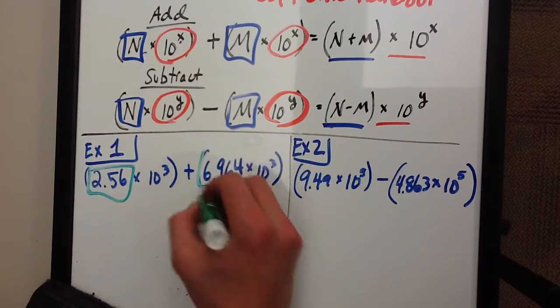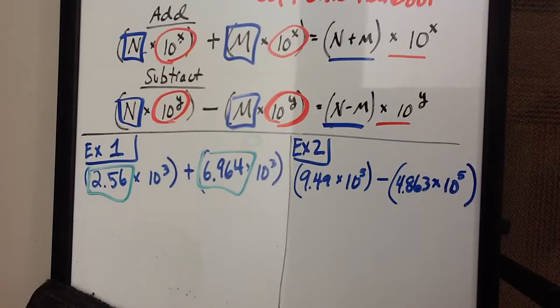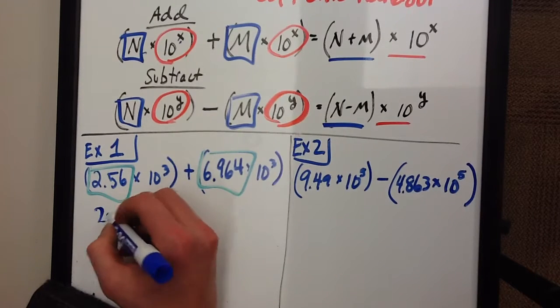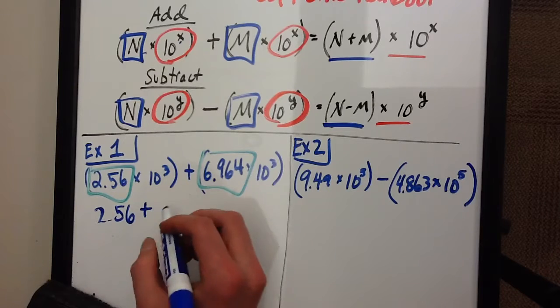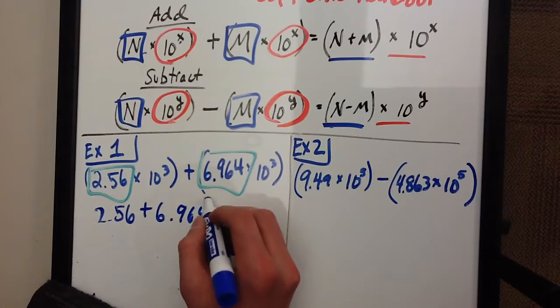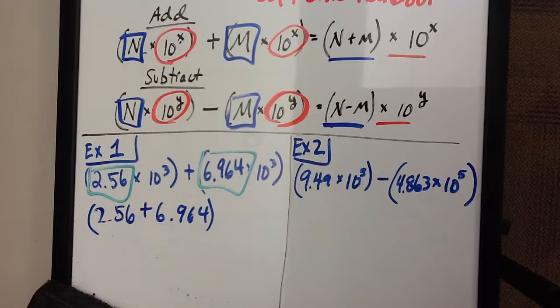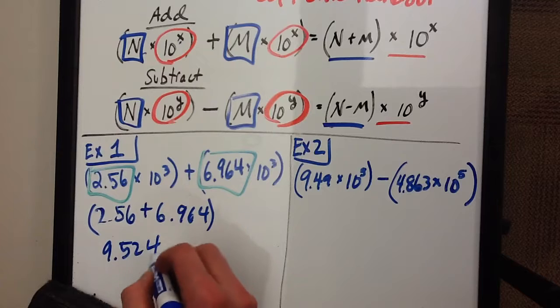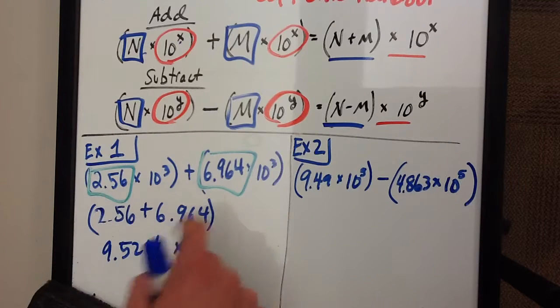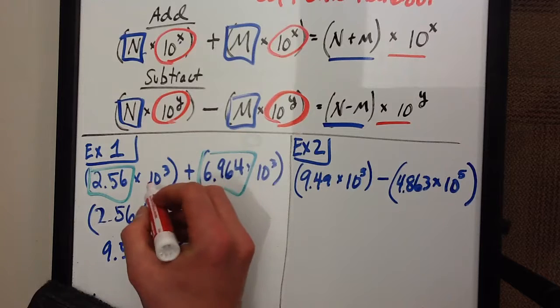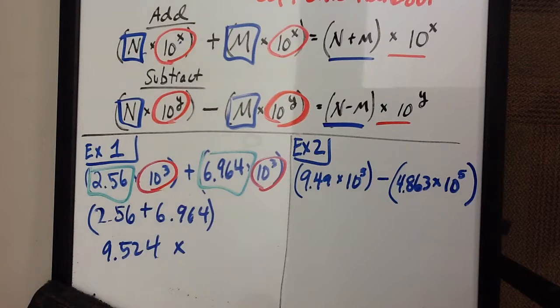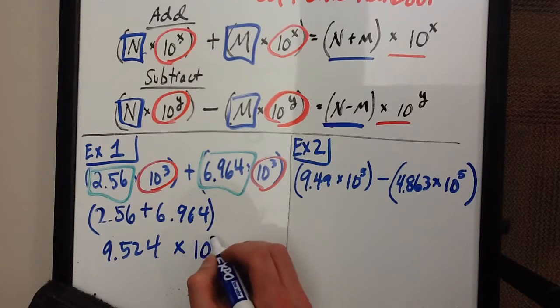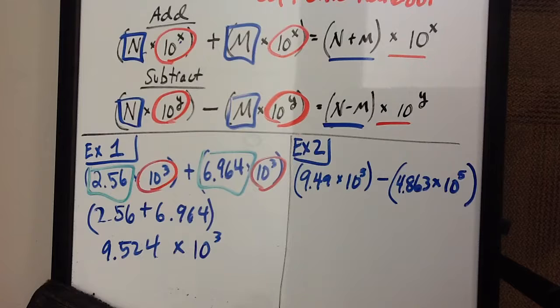I'm going to add 2.56 plus 6.964. Okay, I'm simply adding the bases together. If you add those together, you will get 9.524. I add the bases, and then I'm going to keep the power of 10. So 10 to the power of 3. I keep that power of 10. So technically, this is the specific answer, 9.524 times 10 to the power of 3.